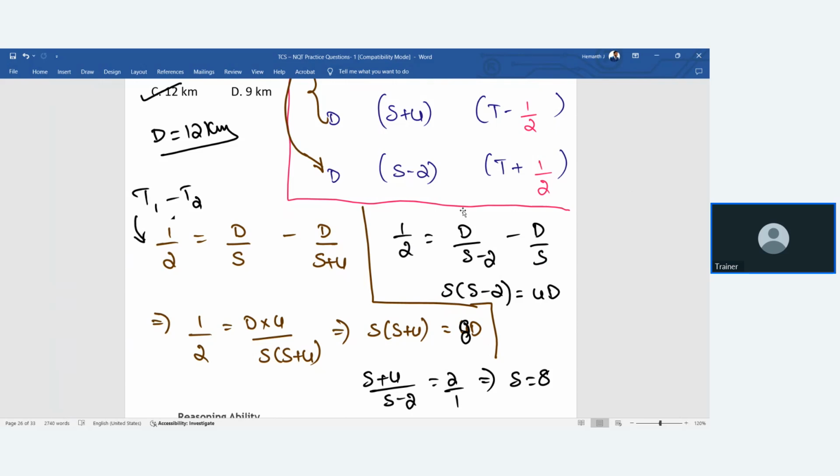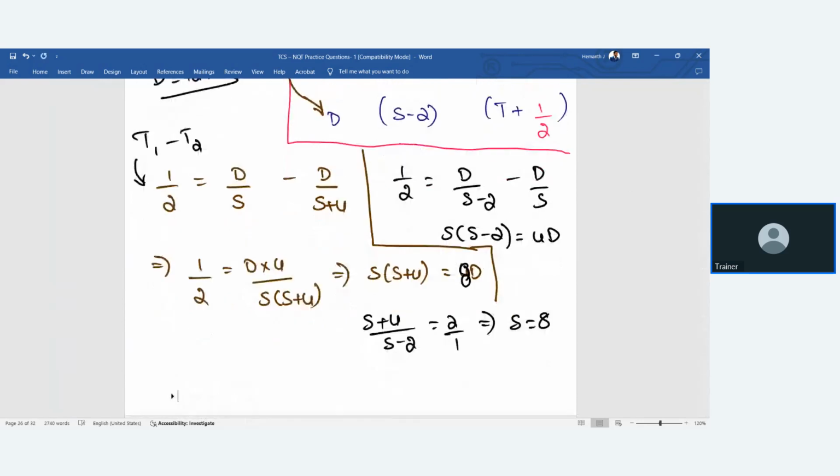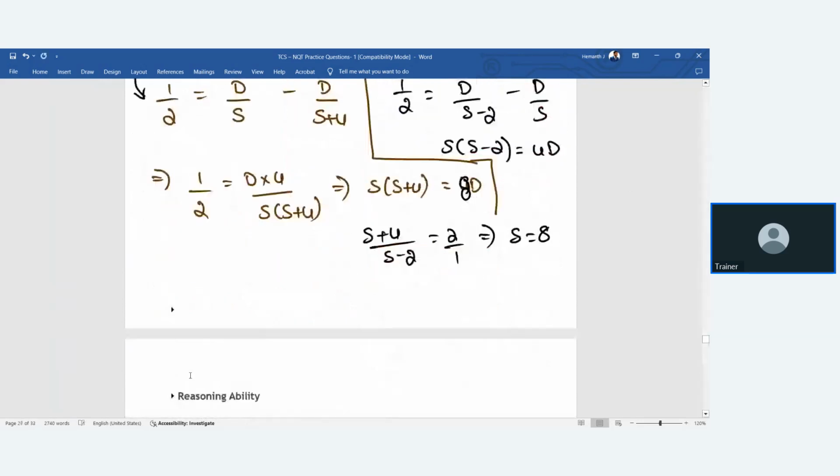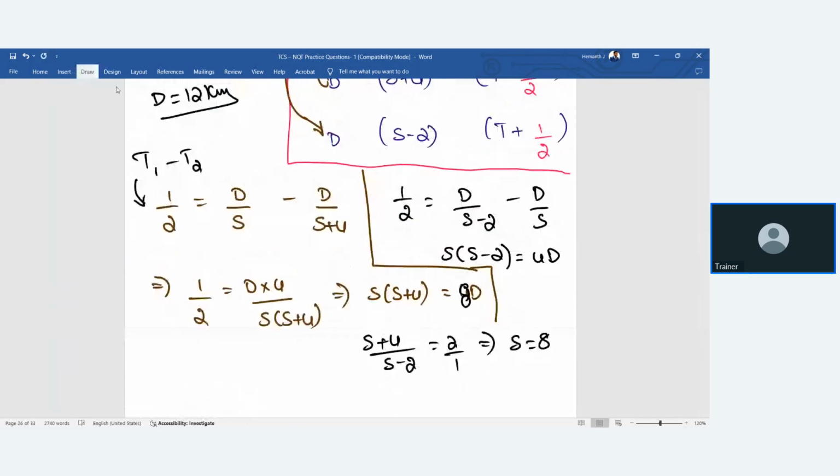kilometers. When I know the S value, immediately I can put that in one of the equations and clear it. Any doubts from your end, please let me know. So we are done with two sets of questions, I can say, related to numerical ability.